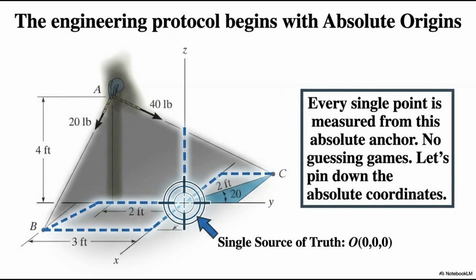To keep things absolutely foolproof, let's not mess around with relative offsets. We're going to use the main origin O as our single source of truth. Every single point will be measured from this absolute anchor. No guessing games. Let's pin down the absolute coordinates for our 3 critical points.